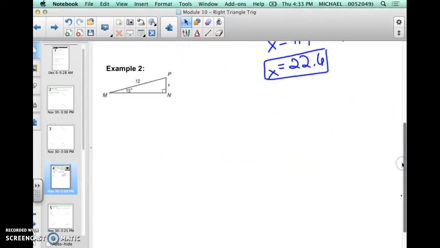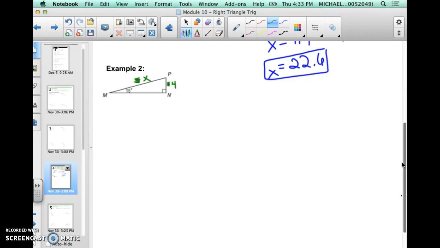Before I start this, I'm going to have you change the given pieces of information. Please cross out the 12 and put the variable x on the hypotenuse, and please cross out the x and put a 4. Alright, because I want to show you a different way this can work out. So please make sure you do that. And now I'm going to solve for x the same way I did in example 1.